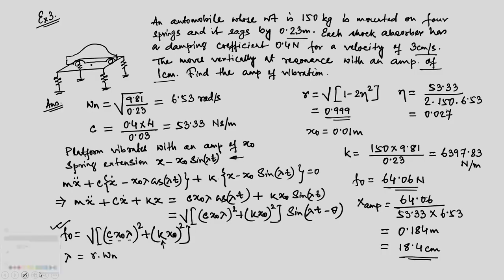Now, the main trick is here at this step, where we derive the equation of motion in this problem, and you can see how we can use the dynamics of the system the way it is defined and then modify the equation of motion and find out the forcing function. And ultimately, that helps us to evaluate the amplitude of vibration, which in this case is 18.4 centimeter.